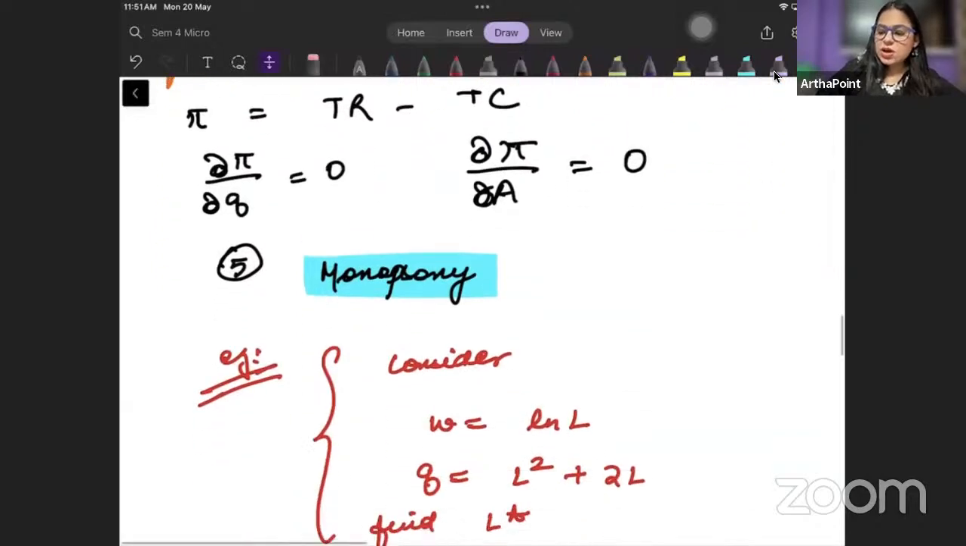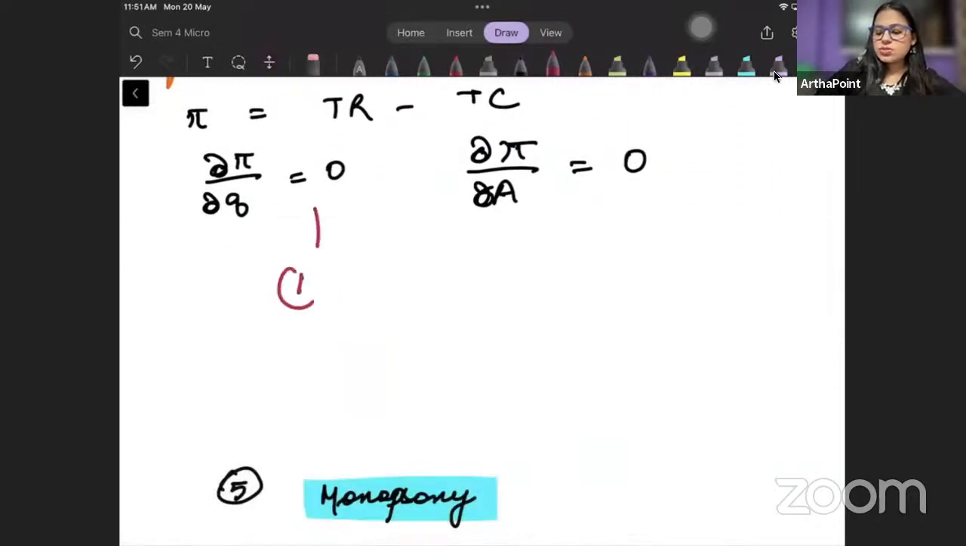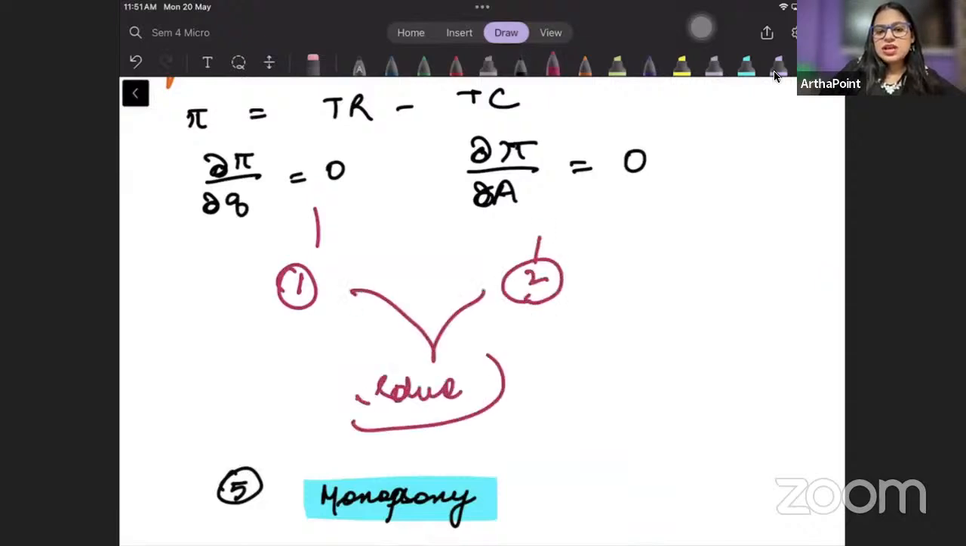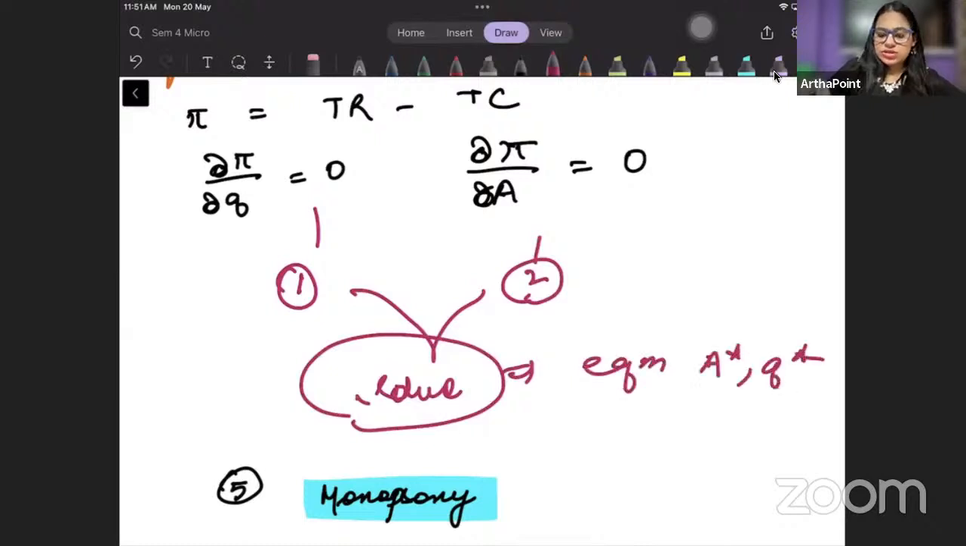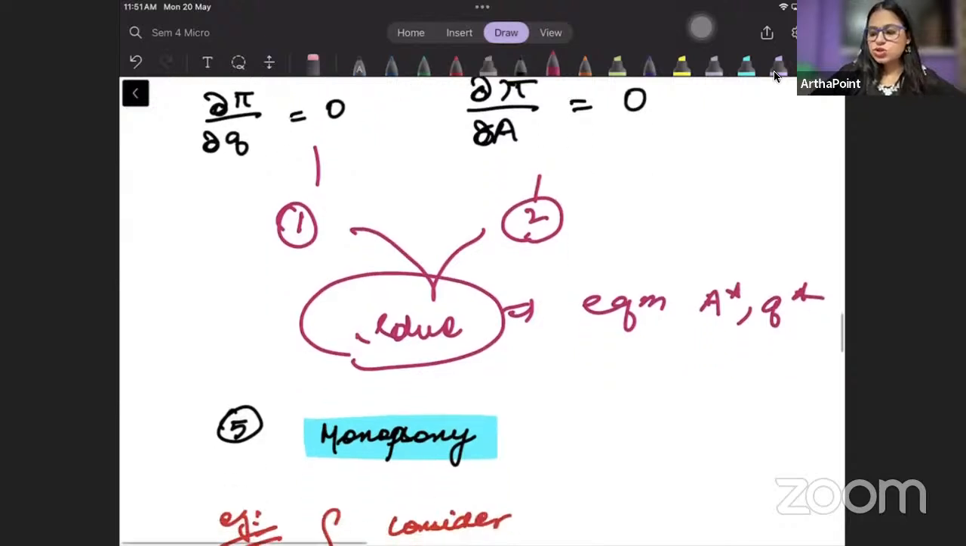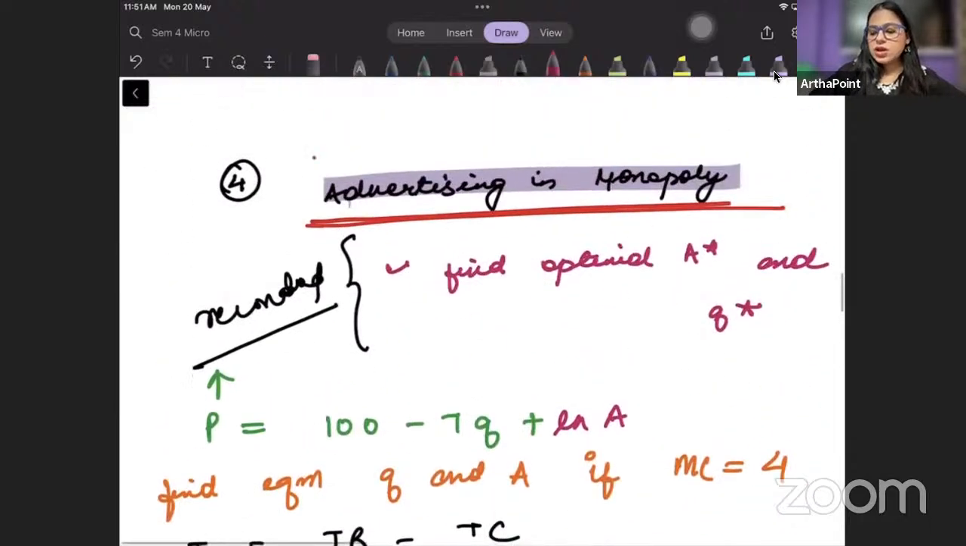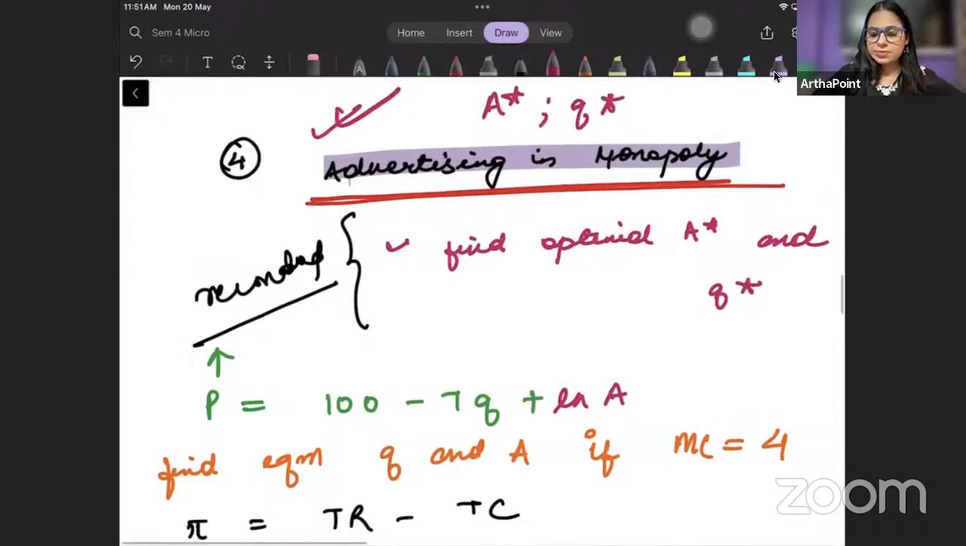ठीक है, तो इससे क्या होगा? You will get two equations. Equation number 1, equation number 2. Solve them simultaneously and get the equilibrium, A star and Q star. So this kind of question can again be asked from your unit 1 and unit 2. Very good kind of question, which will ask you to find optimal amount of advertising and optimal quantity.